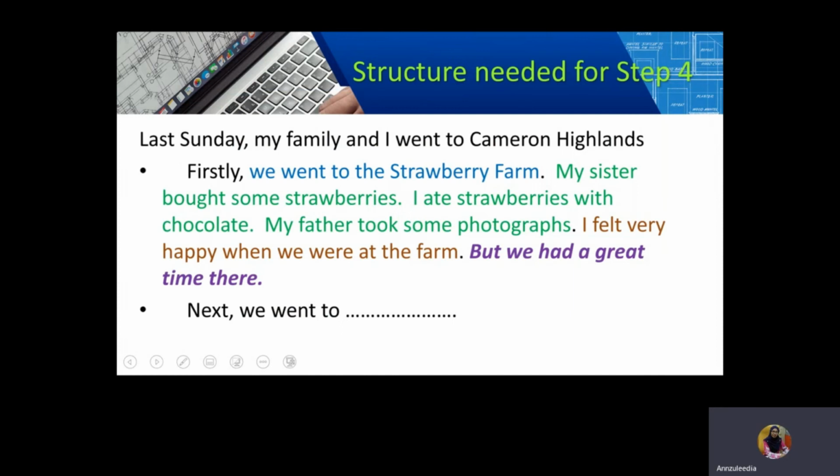So in the end, paragraph 1 will be something like this. Okay, so you can add the one in purple. We had a great time there. All right. So we have completed at least one paragraph. So after you have completed the 4 square, the 4 layers, in the end, your essay will be something like this.